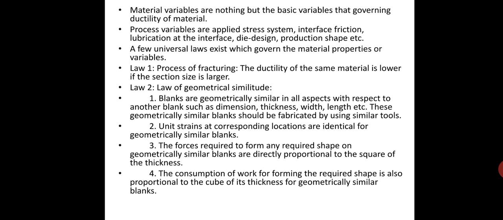The forces required to form any required shape on a geometrically similar blank are directly proportional to the square of the thickness. The consumption of work for forming the required shape is also proportional to the cube of its thickness for geometrically similar blanks. These are all the laws for formability of sheet metal.